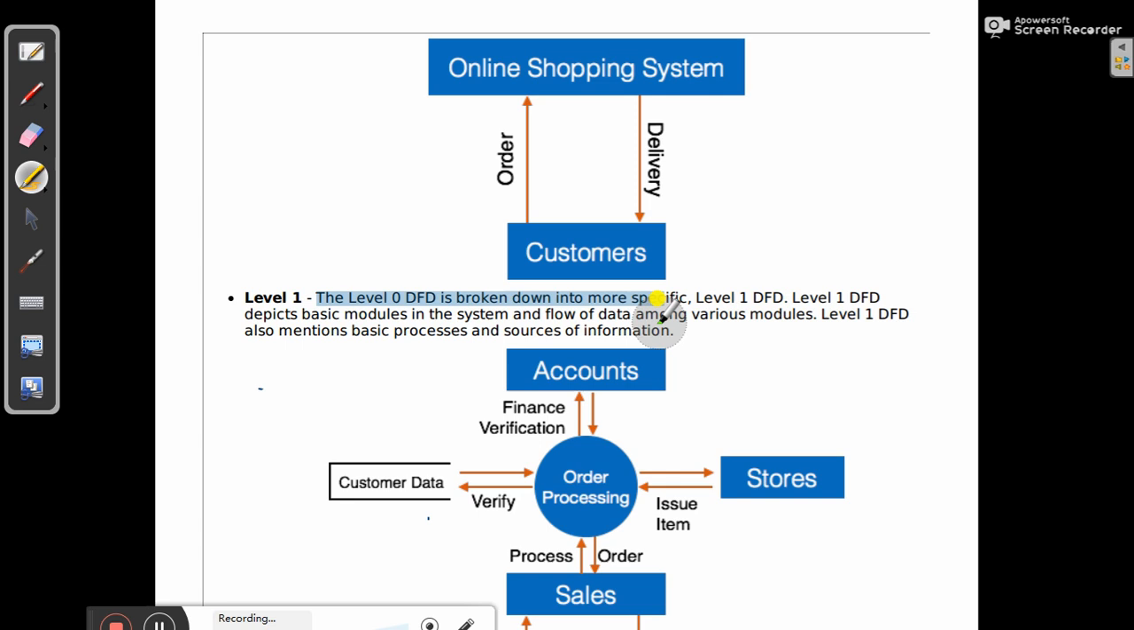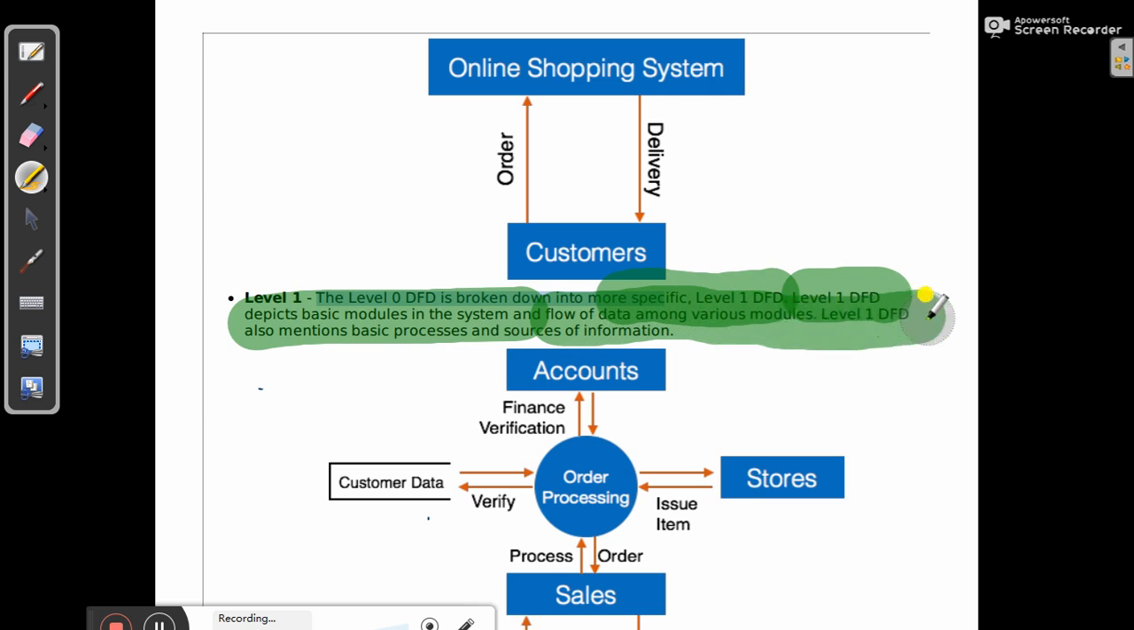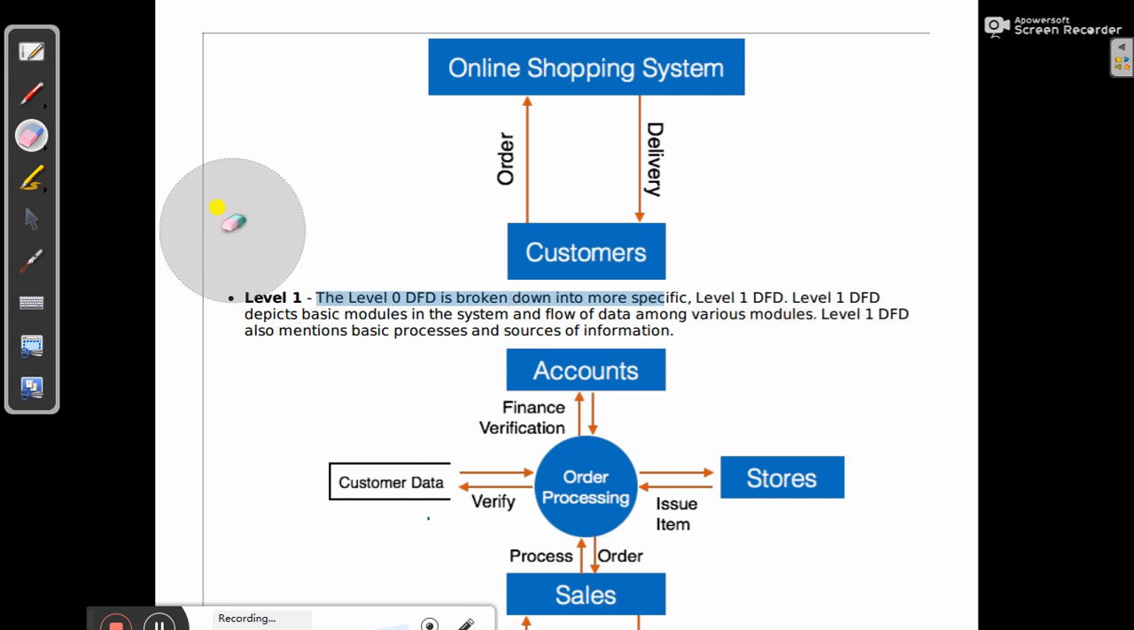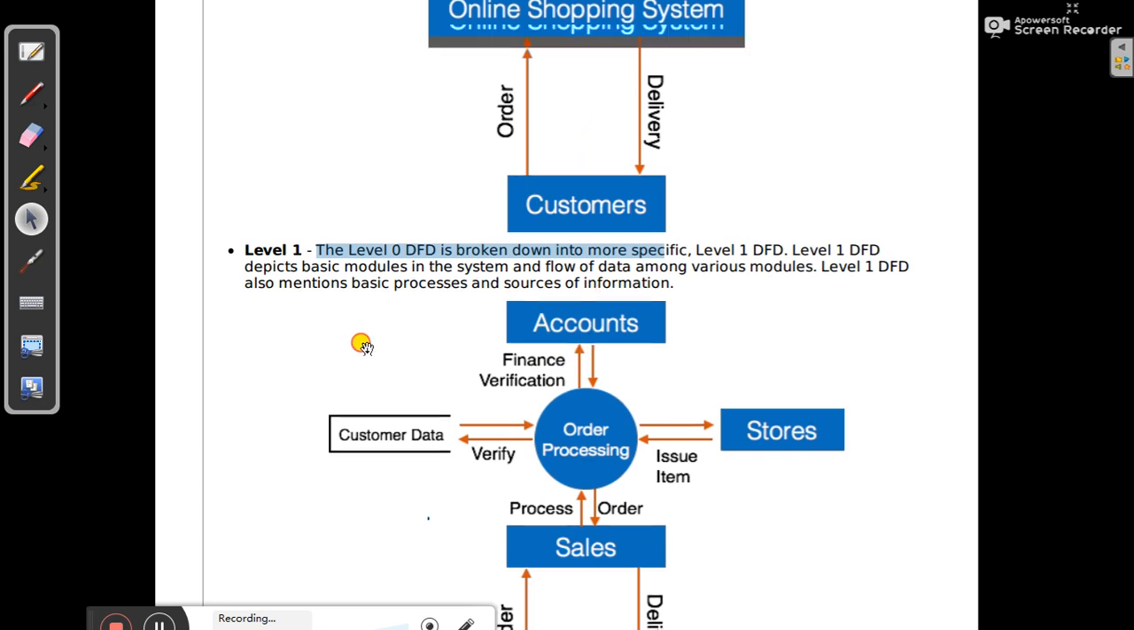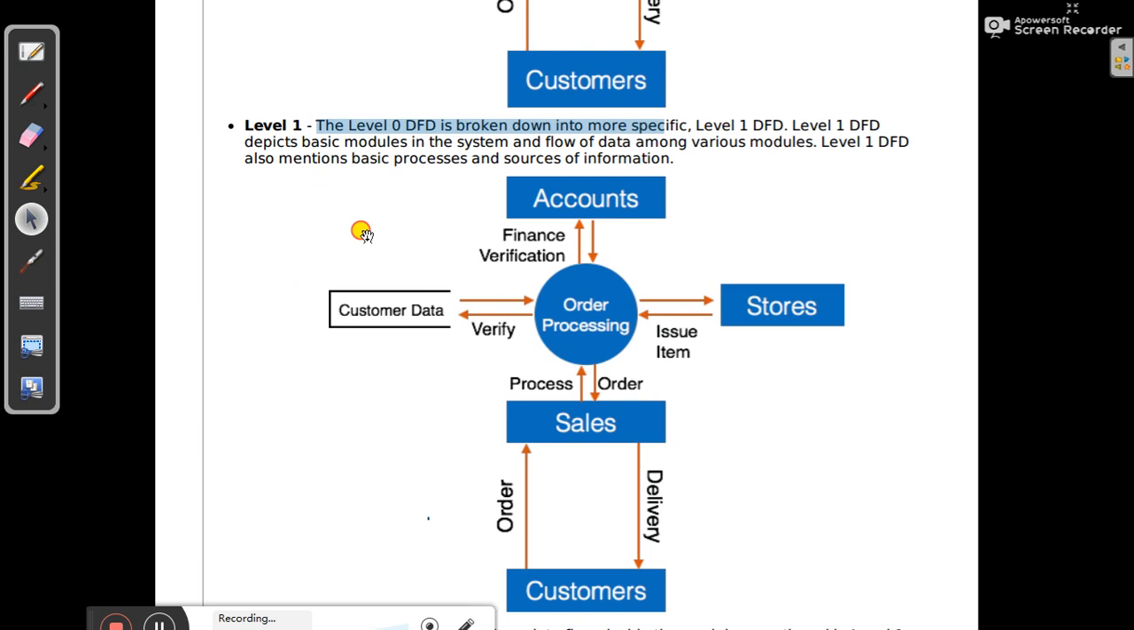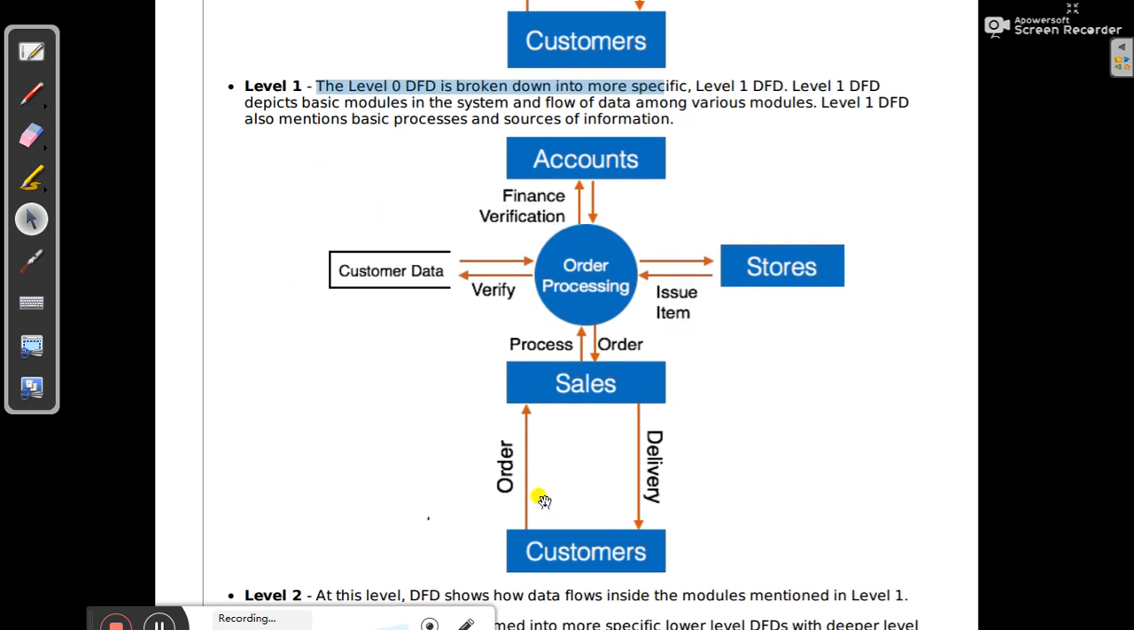In level 1, the level 0 DFD is broken down into a more specific level 1 DFD. Level 1 DFD depicts the basic modules in the system and the flow of data among the various modules. So this is level 1, where we can deconstruct level 0. Here you can see that this part is deconstructed in this way.